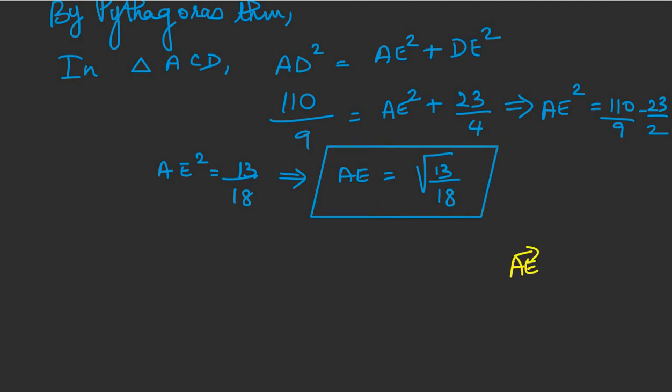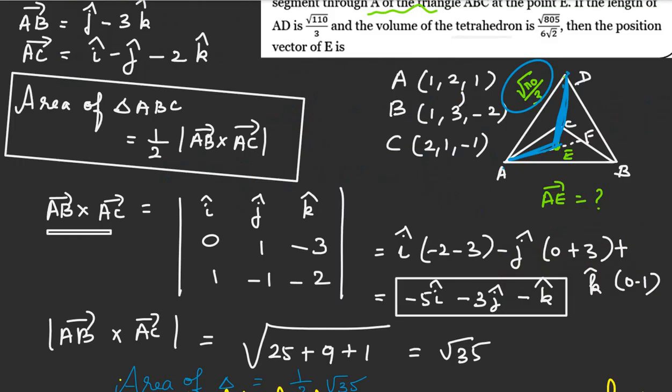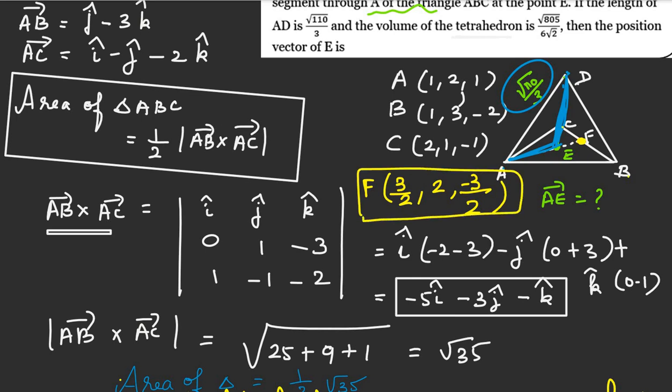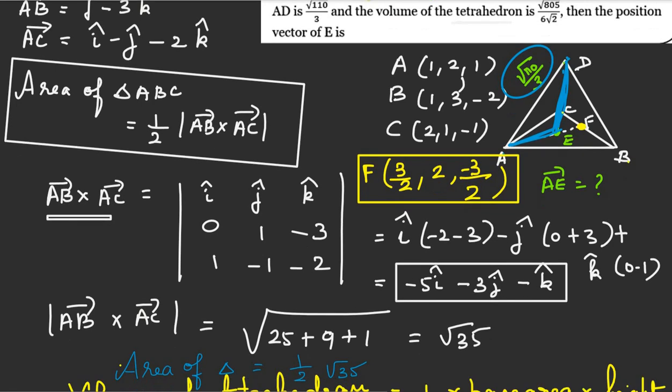AE vector is equal to the magnitude of AE times the unit vector in the direction of AE. Now F is the midpoint of B and C, as we see from the diagram. So the midpoint is minus 1 minus 2 divided by 2, which is equal to minus 3 by 2. So we have got the midpoint of B and C, which is F.